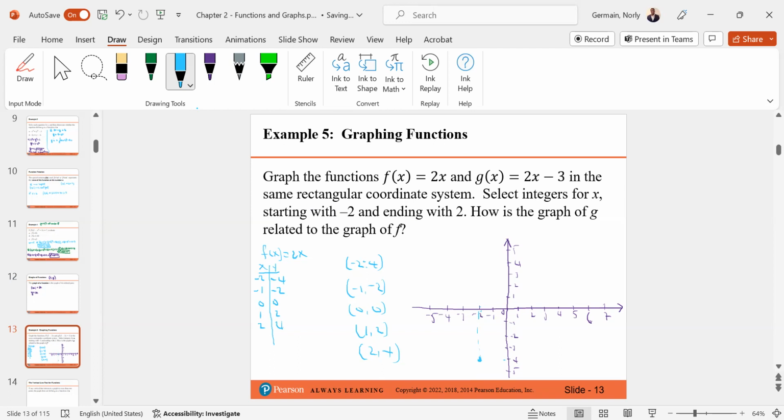Okay. -1 gives us -2. All right. 0 gives us 0. 1 gives us 2. And 2 gives us 4. So if you want, that will give me a very straight line. I mean, I sketch it. Remember, I do it with a tablet, so it might not be that straight. You see, I put it indefinitely.